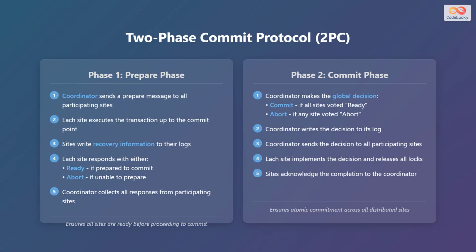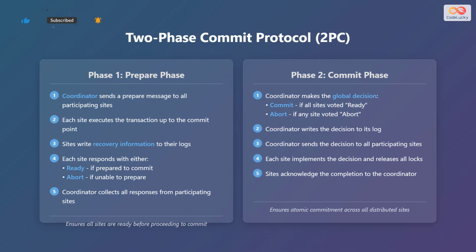Now we will explore the two-phase commit protocol, often called 2PC. This protocol has two phases. In phase 1, the prepare phase, the coordinator sends a prepare message to all participating sites. Each site executes the transaction up to the commit point. The sites write recovery information to their logs. Each site responds with either ready, if prepared to commit, or abort, if unable to prepare. The coordinator collects all responses from participating sites, ensuring all sites are ready before proceeding to commit.